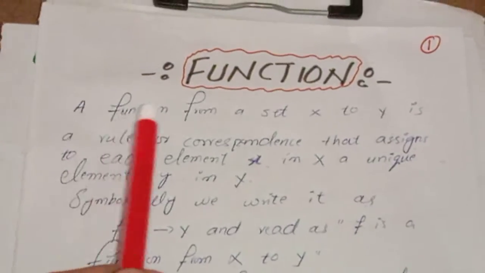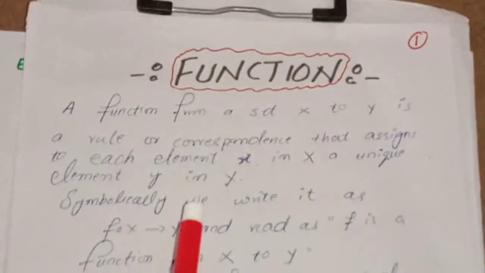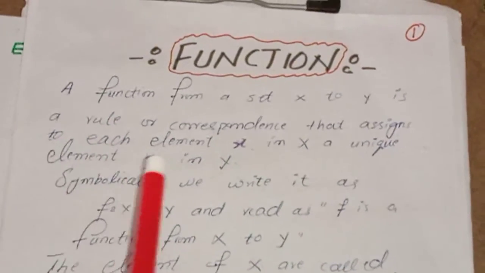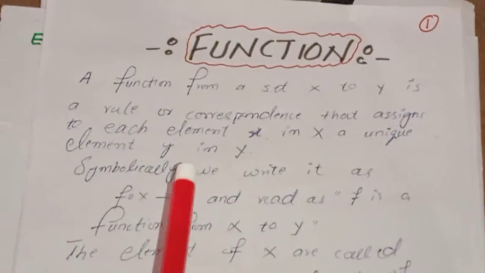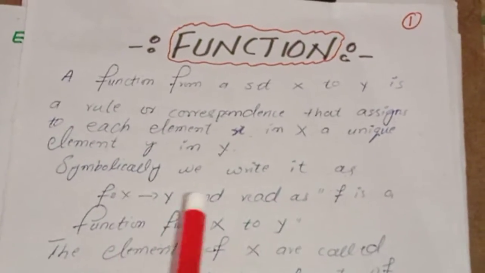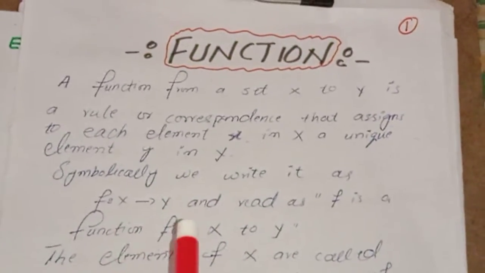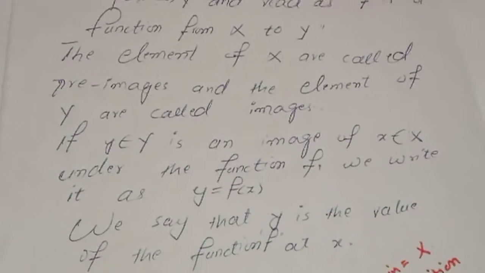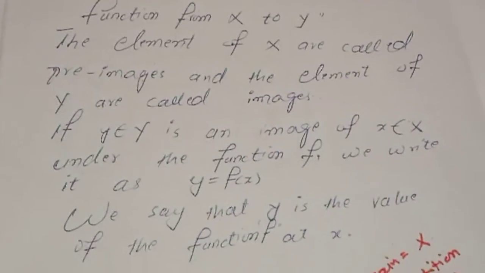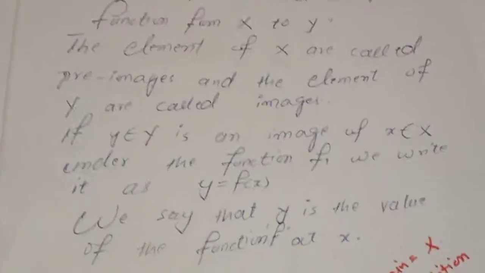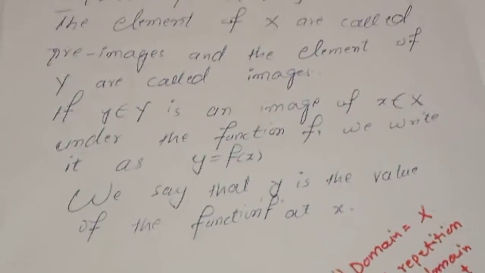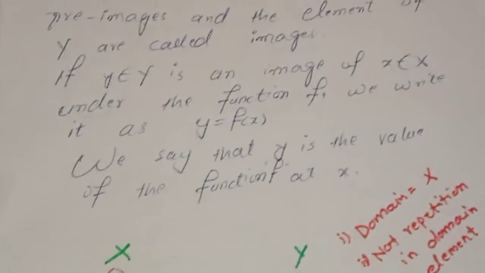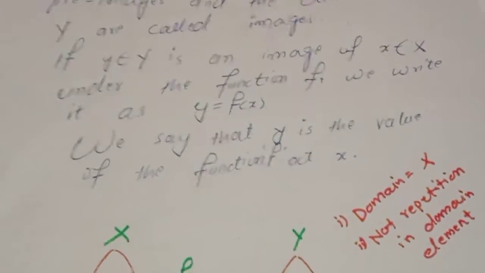Definition of function. A function from a set X to Y is a rule or correspondence that assigns to each element x in X a unique element y in Y. Symbolically, we can write it as f: X → Y, read as f is a function from X to Y. The elements of X are called pre-images and the elements of Y are called images. If y belongs to Y, set Y is an image of x belonging to set X under the function f, if we write it as y = f(x), we say that y is the value of the function at x.